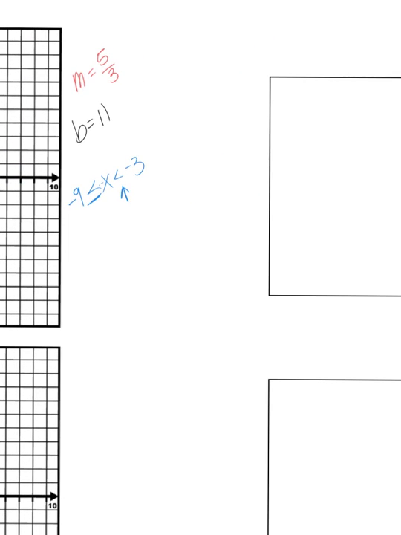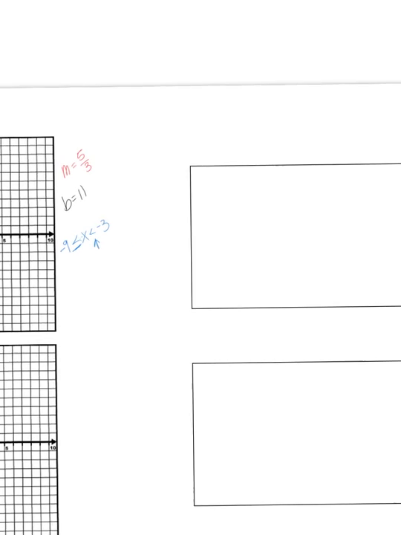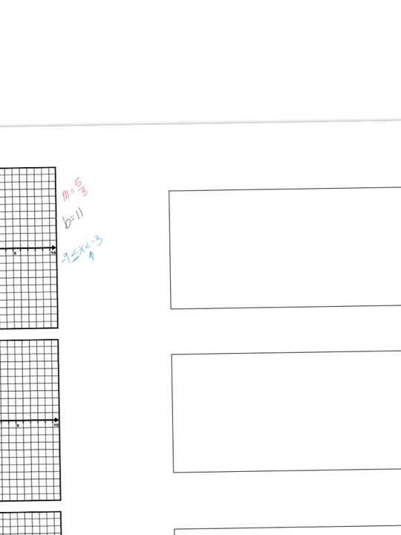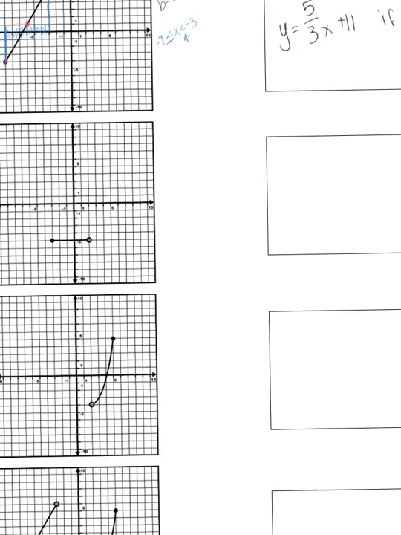Now I have all the information I need, so I'm just going to scoot over here and write my answer in this little box over here. My graph is y equals my m, which is 5/3, x plus my b, which is 11, if my x is in between negative 9 and negative 3 with the negative 9 inequality underlined.